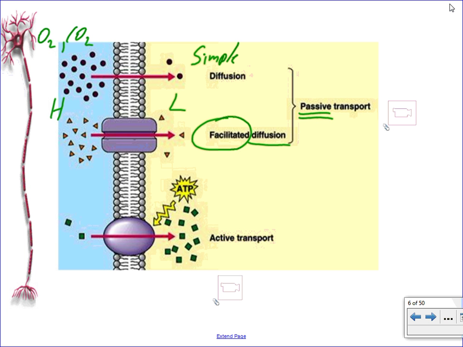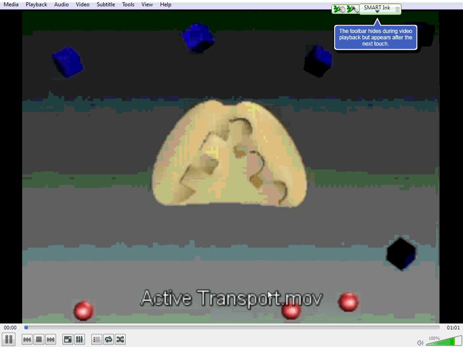Another kind of transport, also very important, now requires energy. That energy, of course, is going to have to be in the form of ATP. And because it is energy requiring, it is now referred to as active transport. Now we're moving molecules not from a high concentration to a low concentration, but from where there is already a low concentration to where there exists a higher concentration. That does require energy. That is active transport. And we'll take a look at one little animation.